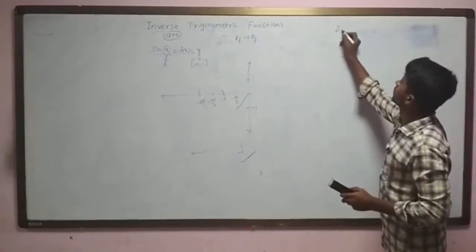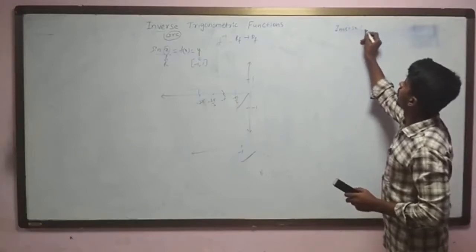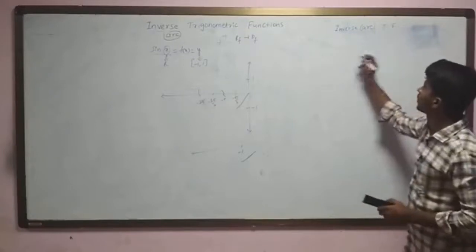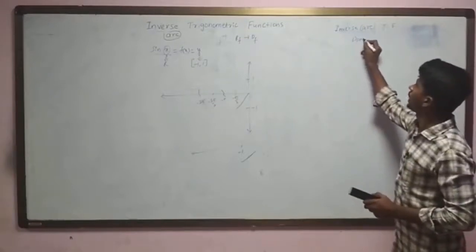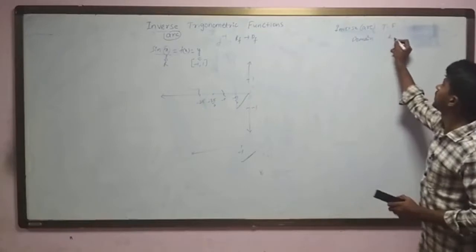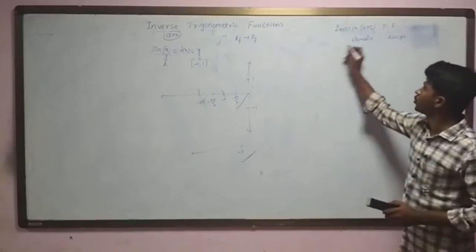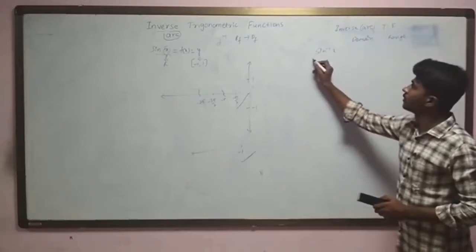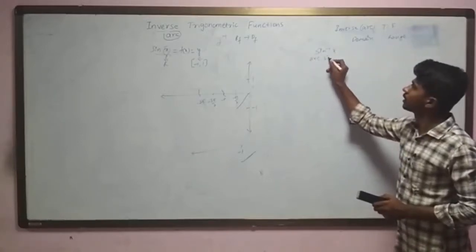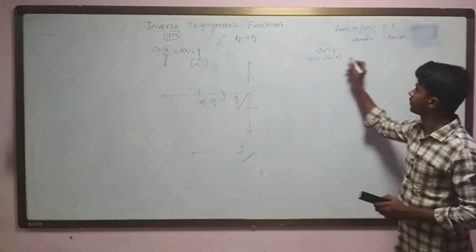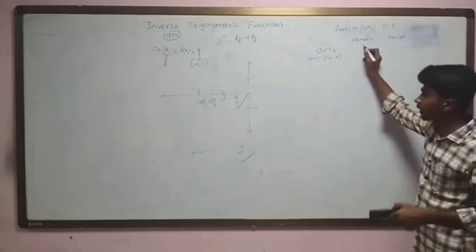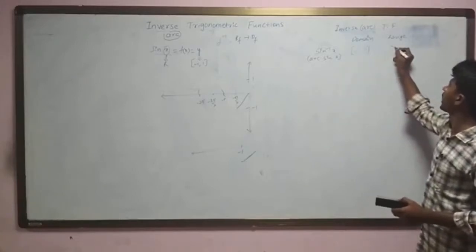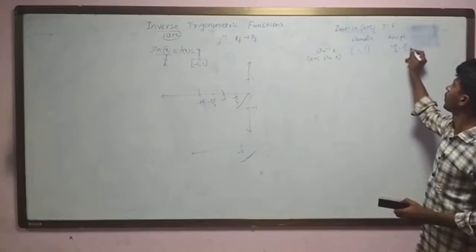So I list out all the ranges and domains of inverse trigonometric functions. See, inverse, or we can write it as arc trigonometric functions. So its domain and range. The domain of sin inverse x, which can be called arc sin x: what is its domain? Just now we have discussed, it is -1 to 1, and the range is minus pi by 2 to pi by 2.